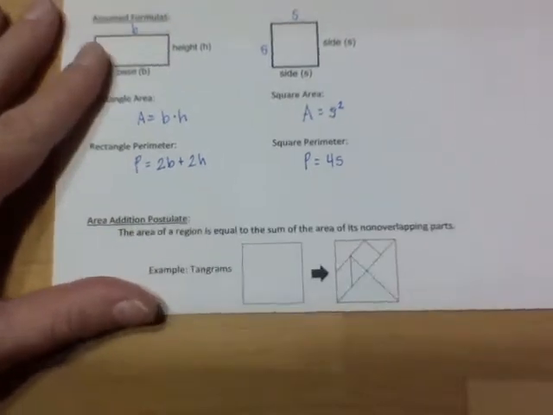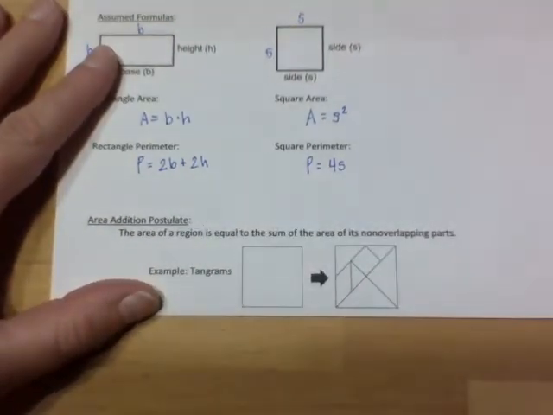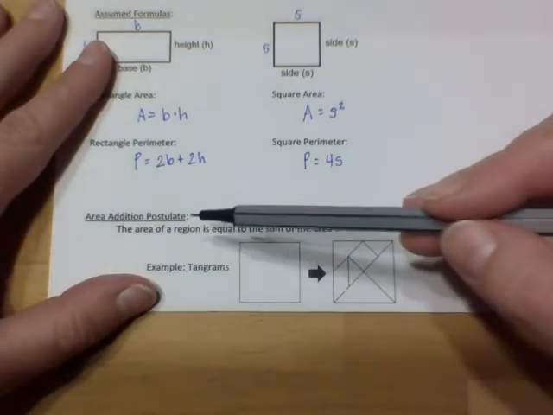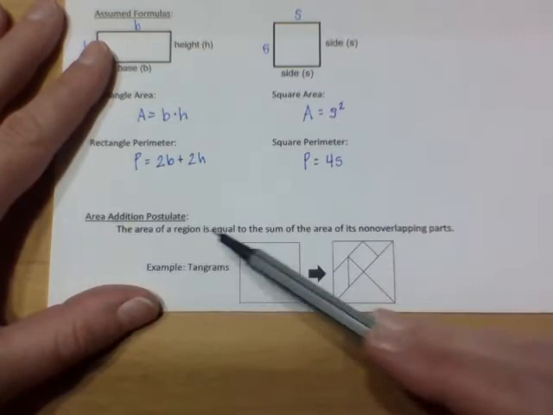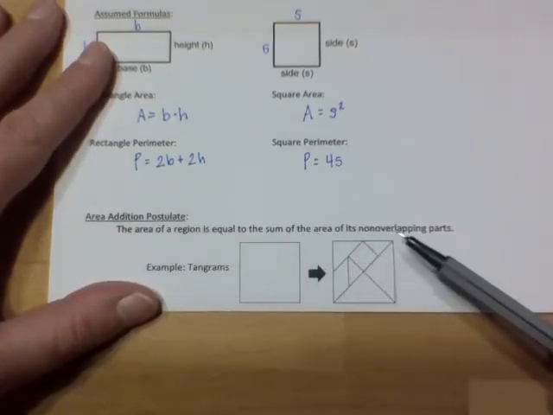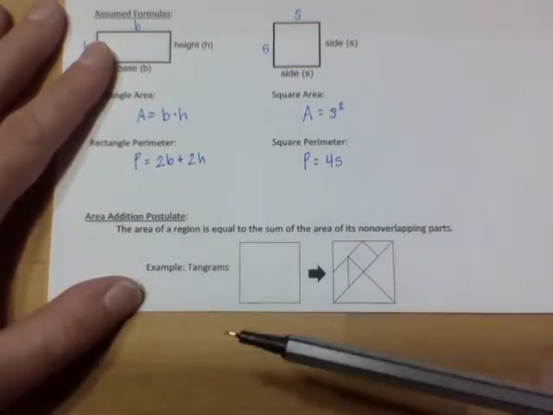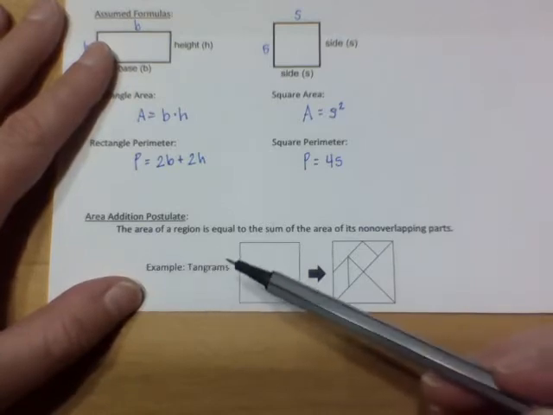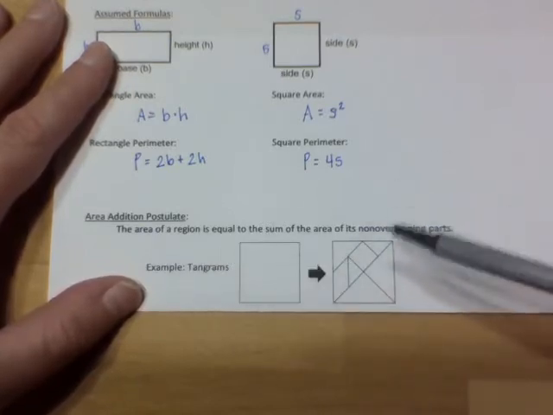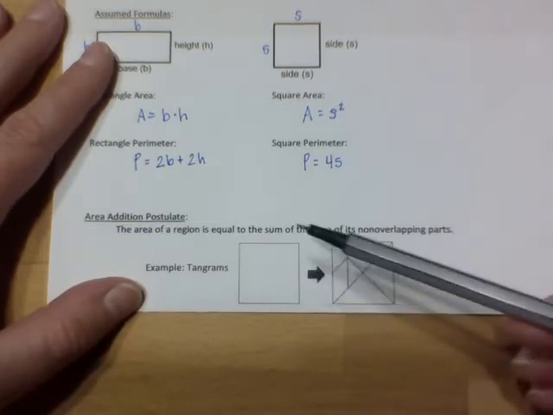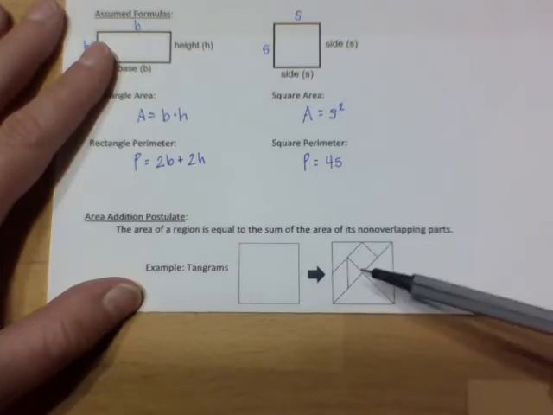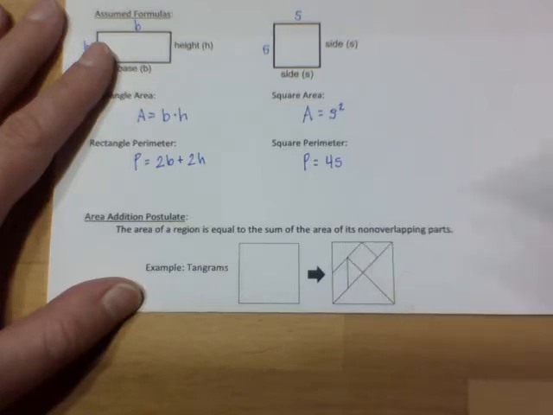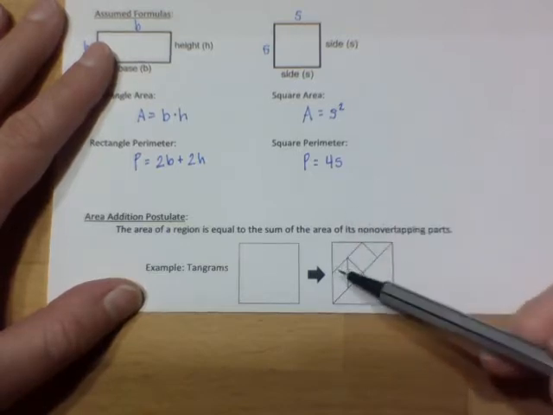The first main idea here in our notes is the area addition postulate, and I'm pretty sure you figured out by now that you could add areas together, but the definition says here that the area of a region is equal to the sum of the area of its non-overlapping parts. So if you've ever done that game Tangrams, which is more like a solitaire game, what happens is they take this square and they break up your square into a tiny little square, two of these same right triangles, two of these same larger right triangles, kind of a medium right triangle, and then this parallelogram here.